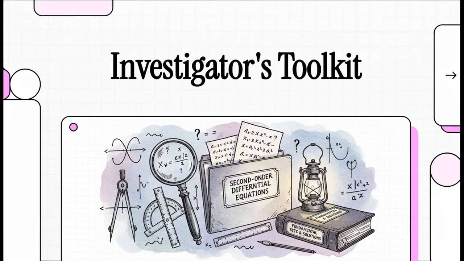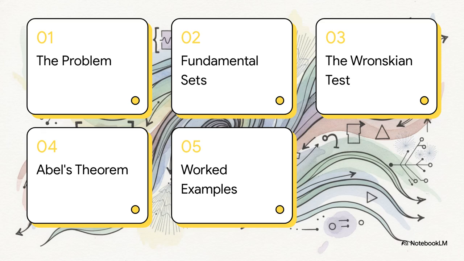Let's get our toolkit ready. So here's our game plan. We'll start by figuring out what the problem even is. Then we'll introduce our key tools, the fundamental set, the Wronskian, and this neat little shortcut called Abel's theorem. And then we'll put it all to work and close some cases with a few examples.